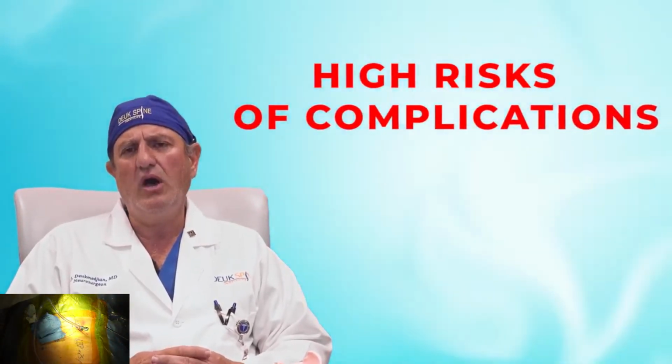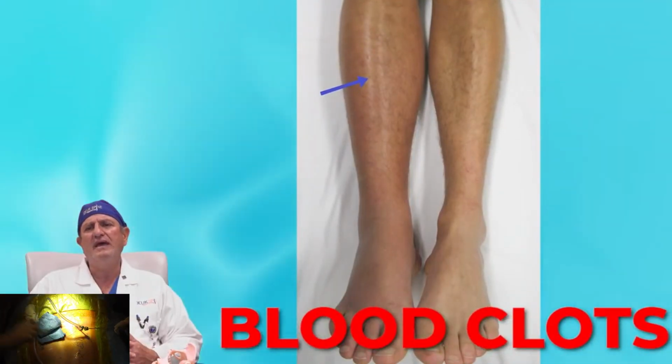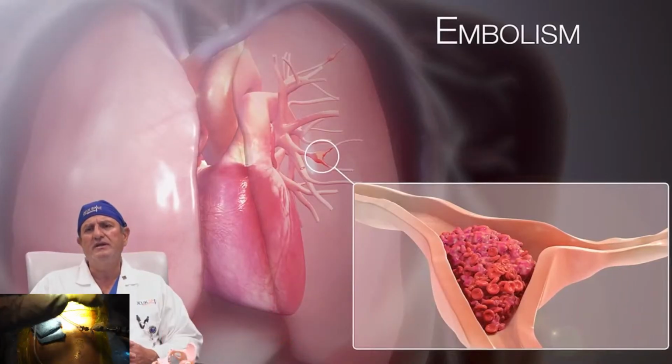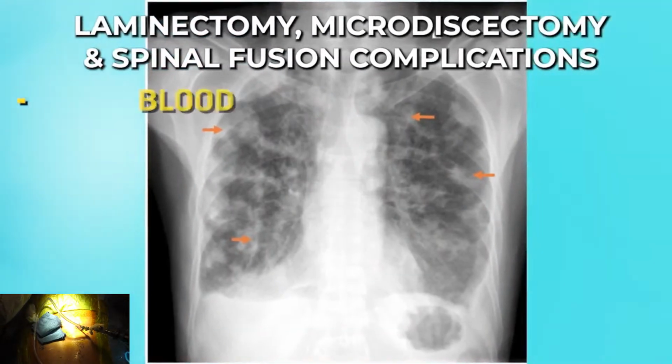Now, these spinal fusions can be quite effective at eliminating discogenic back pain, which is the type of back pain that you have. However, they carry a very high risk of complications. Complications such as blood clots in your legs, which could migrate to your lung and kill you in a process called pulmonary embolism. They also have a high risk of infection.